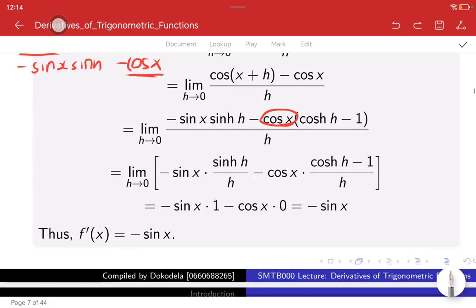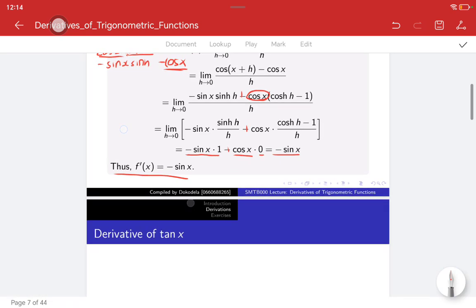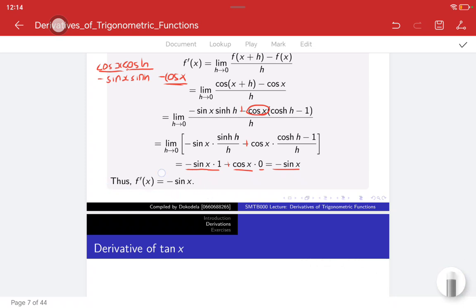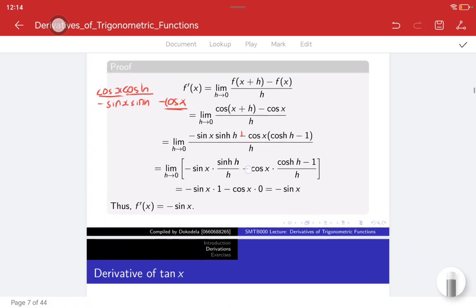So now if I come back, since this is 1, I'm going to have minus sine x times 1 plus, don't forget it's plus, cos of x times 0, which will give us minus sine x. Thus, the derivative of cos of x is equal to minus sine x, and that we know. We agree, right?